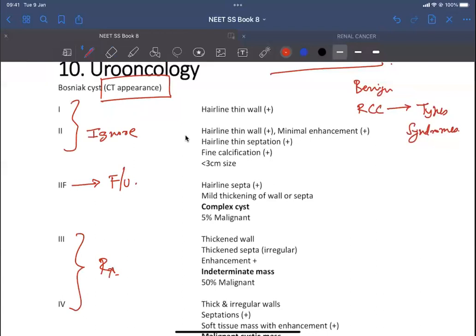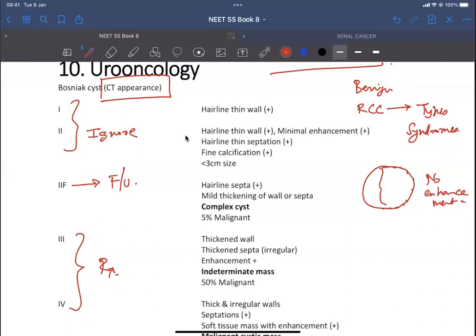So type 1 is a simple cyst. It's a hairline thin wall, nothing inside, no septae, nothing at all. Type 2 has hairline thin septations, and none of these septations enhance, so there's no enhancement. And the size is less than 3 centimeters. There's no thickening. You may have some calcification, especially on the cyst wall, nothing apart from that.